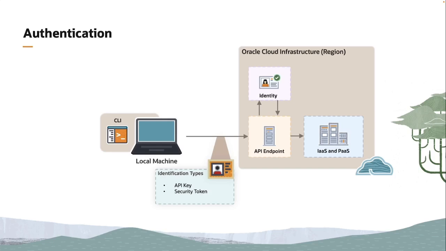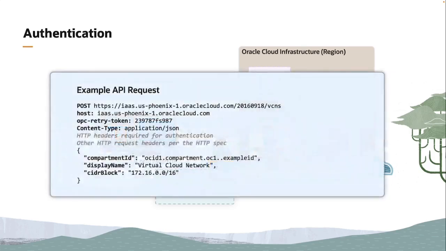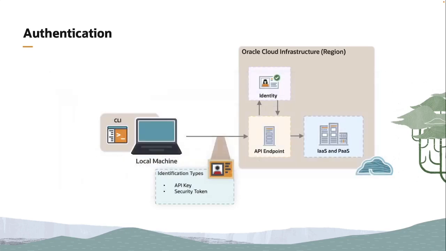Just to get a little more concrete, in the API call example we showed earlier for creating a VCN, that just means adding some headers right here, that function kind of like a username and password. But again, knowing the details of the API isn't that important. In any case, the two types of identification that we'll be going over are API keys and security tokens.